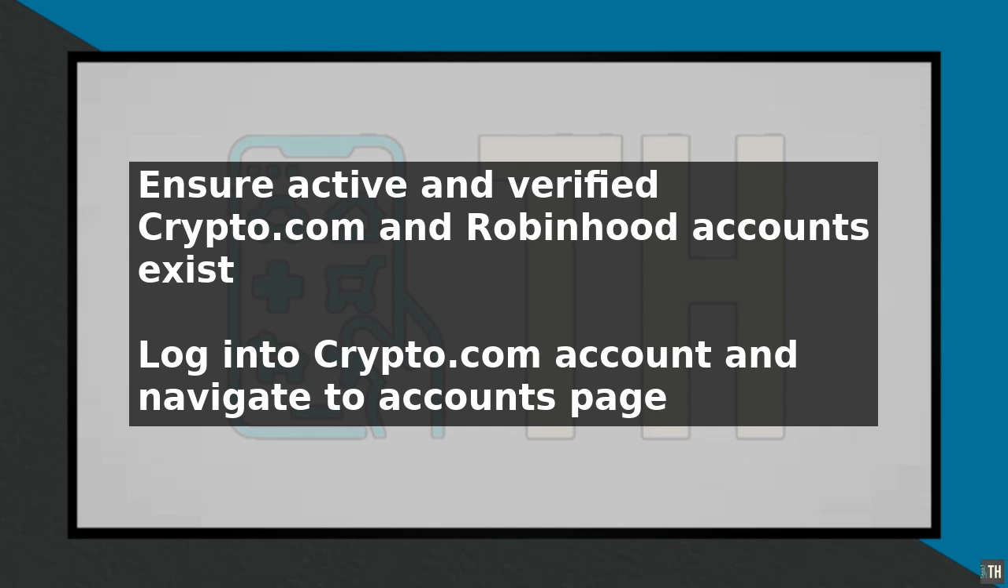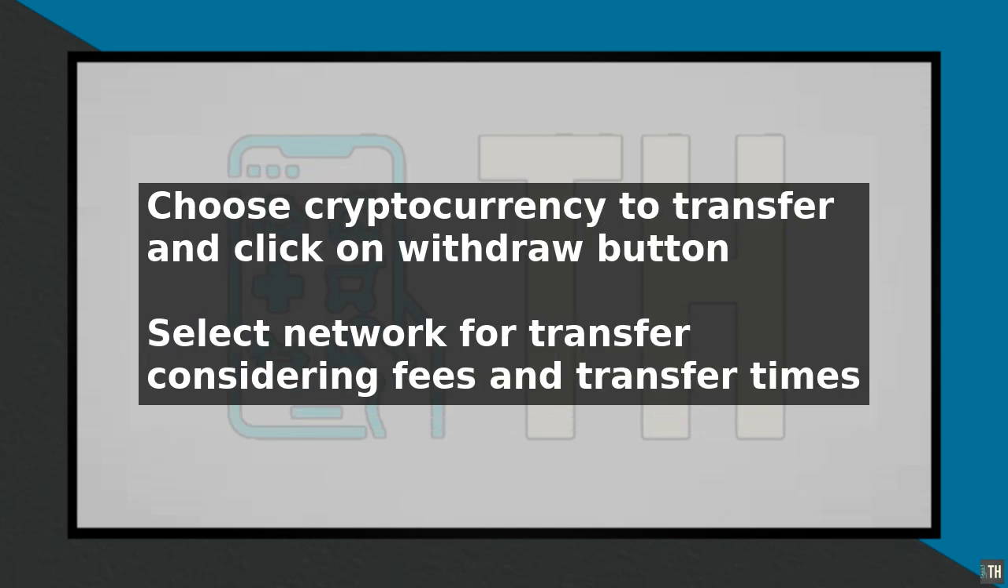Choose the cryptocurrency you want to transfer and click on it. Next, click on the Withdraw button and select the network you want to use for the transfer. Be aware that different networks have different fees and transfer times, so choose the one that best suits your needs. After selecting the network, you will be prompted to enter the recipient's address.